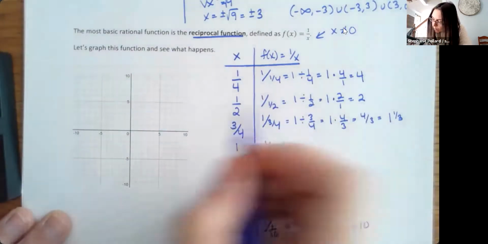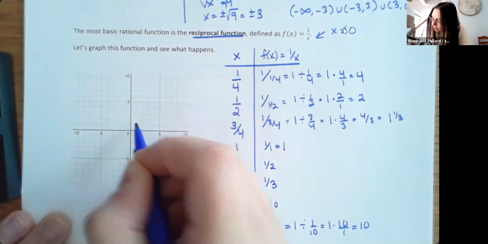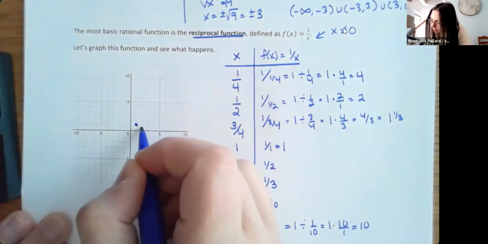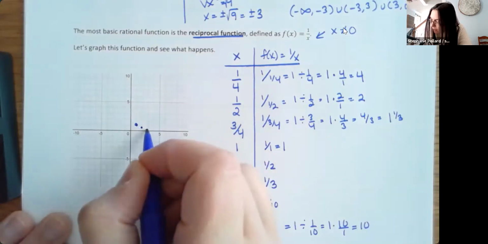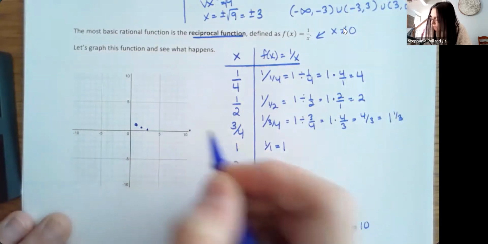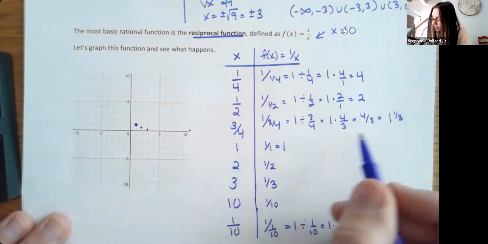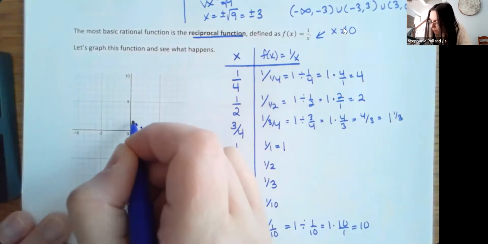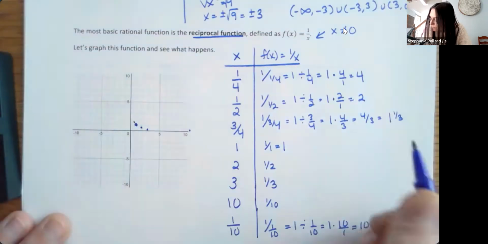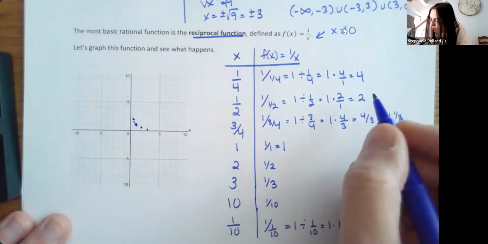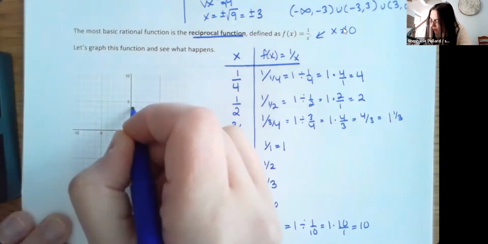All right, let's see. I have 1, 1, which is right here. That's a nice clean one to graph. Now 2, 1/2, I'm just going to estimate. 3, 1/3, 10, 1/10. Looking at my fraction side, 3/4, I'm a little bit over 1. So maybe I'm right here. And then at 1/2, I'm at 2. At 1/4, I'm at 4.